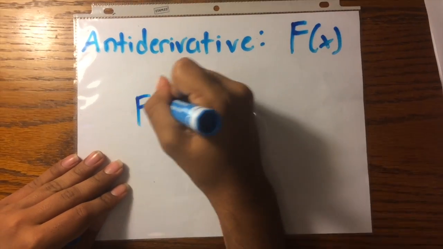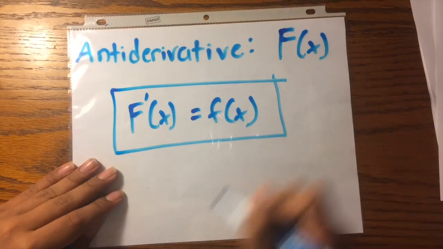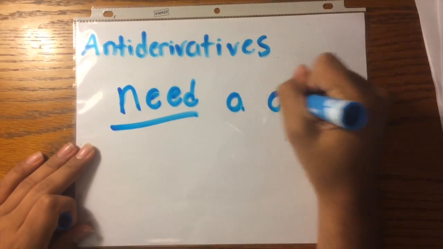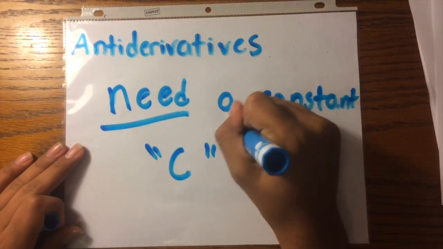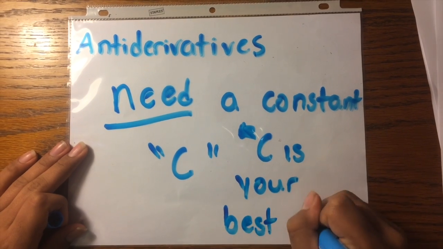So essentially the antiderivative of a function is the function you take the derivative of to get to the original one. And don't forget that you always need a constant c, and c is your best friend.